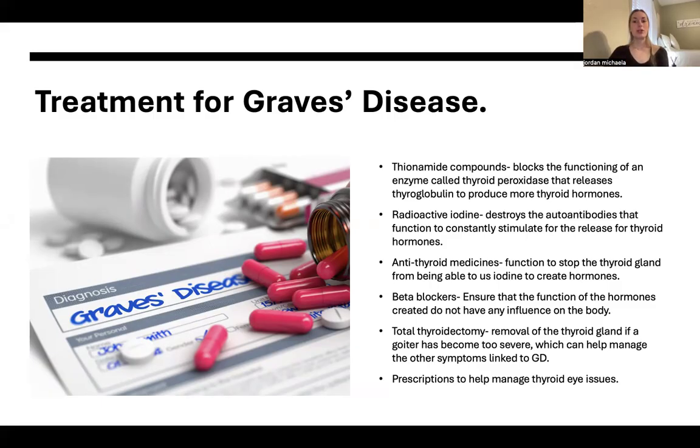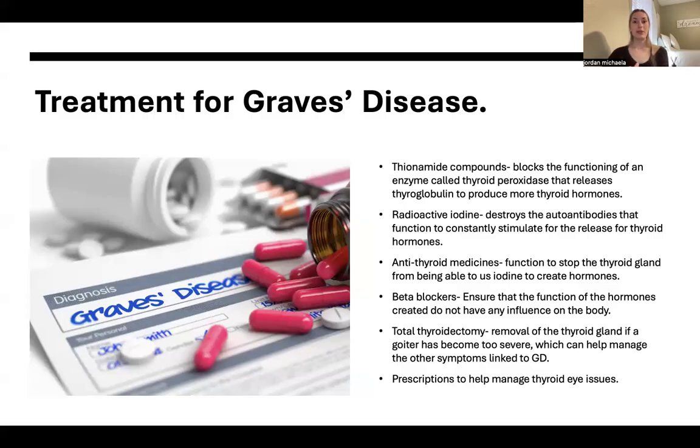Beta blockers ensure that the hormones created do not have an influence on the body because they have already taken a big toll if there are way too many hormones. So they'll still be able to be made because we still need them, but they're not going to have a huge toll on us anymore.